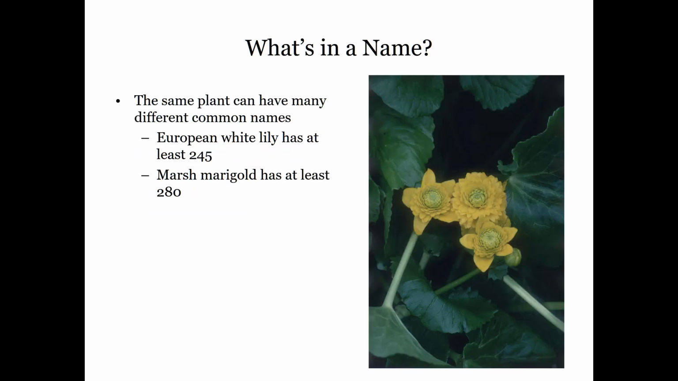Here's some other examples of why common names aren't very useful. There's a particular plant known as the European white lily, and it has at least 245 different common names. So 2 people could be talking about the exact same plant but call it 2 very different things, and they wouldn't be able to communicate at all. Marsh marigold, the picture on the right here, has at least 280 different common names. So it would be impossible for people in 2 different regions, maybe even 2 different townships, to be referring to the same plant with 2 very different names unless they were agreeing on a scientific naming system.